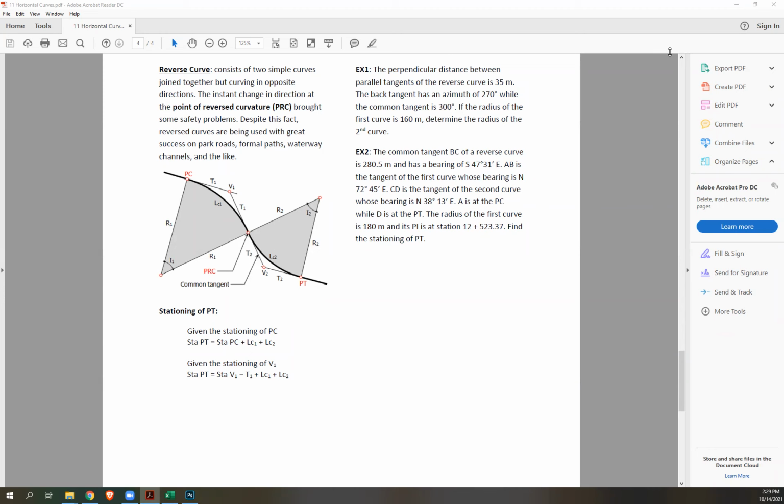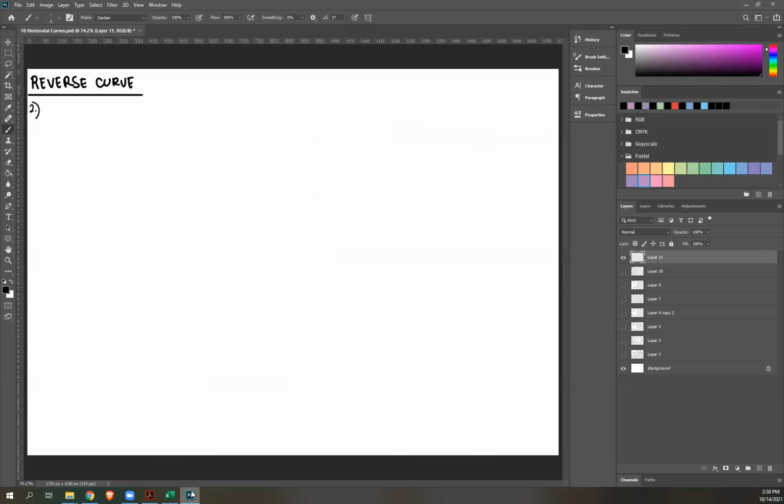Okay, we're given a lot of bearings, so that means it's easier to get the correct form of your curve. For a given common tangent, again, that common tangent is this. We're also given the bearing of AB, and A apparently is the PC, which is the beginning of your curve. So you can start at the common tangent. I'm going to start at A just because I like starting at the first point of each curve. So let's get the bearing of AB. North 72°45'.